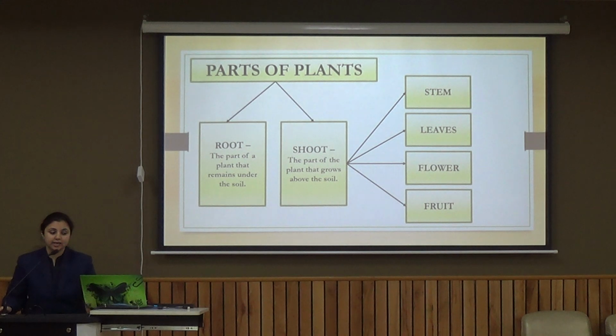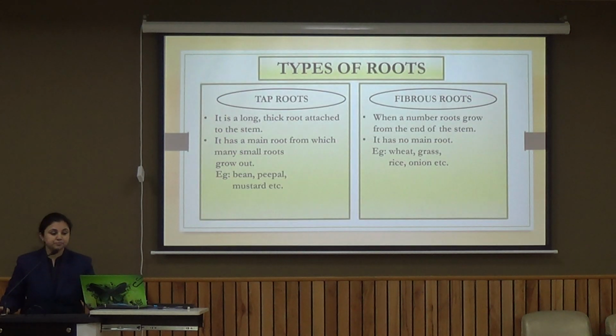Now we shall understand the parts of a plant. There are two parts of a plant, the root and the shoot. The root is the part of the plant which remains below the ground, and the shoot is the part of the plant that remains above the ground. There are four parts of the shoot, that is stem, leaves, flower and fruit.